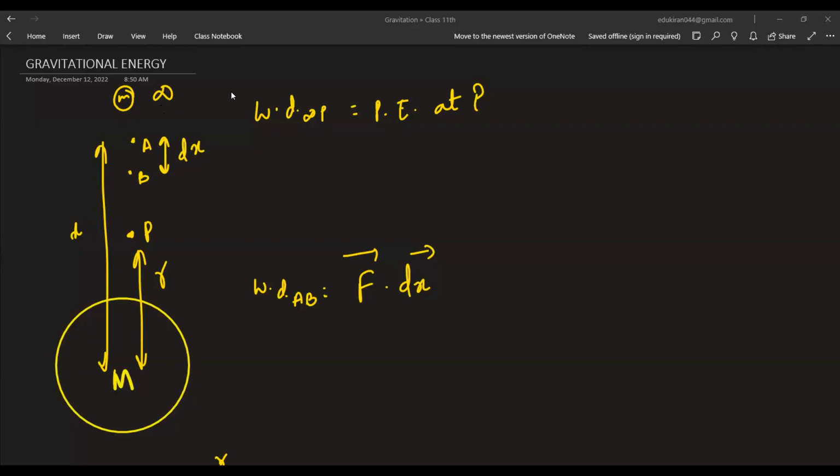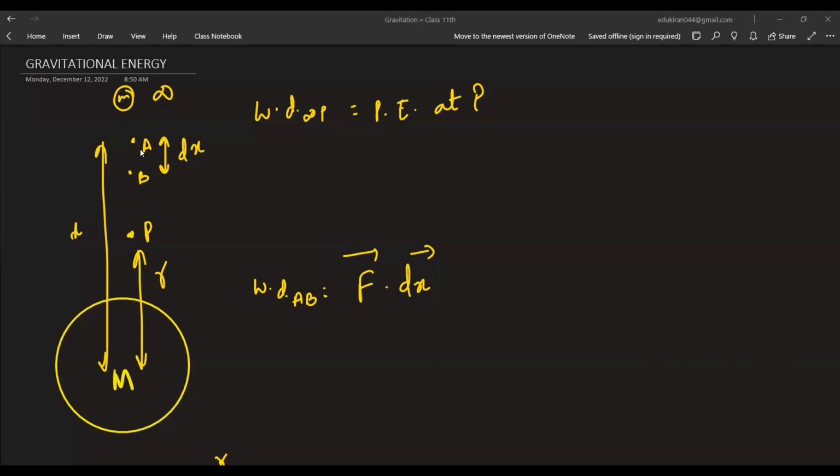What are we doing? See, we have done this also in work, energy and power when we were doing potential energy. That time we had discussed it. So what is potential energy? It's basically the work done when a particle moves from infinity to a particular point. That is your potential energy.